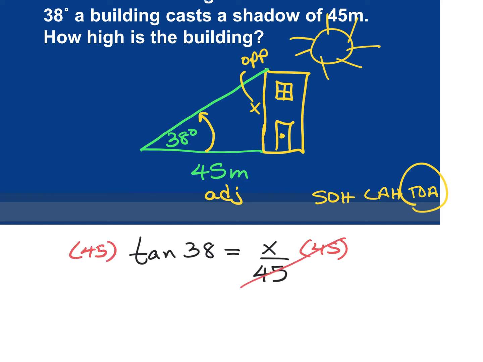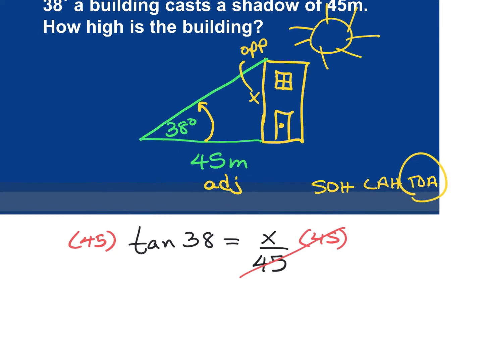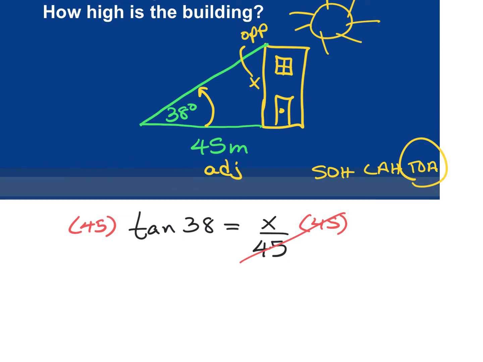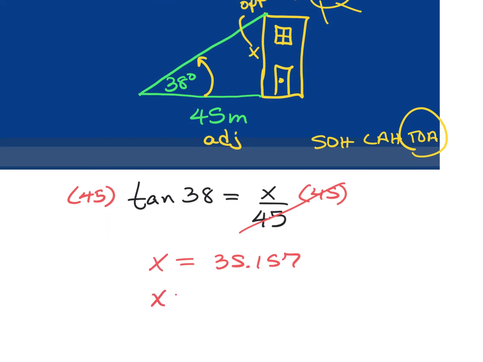It cancels from there. And then the tangent of 38 times 45 is going to give me 35.15. Let's see, X is equal to 35.157. It's going to keep on going. Rounded to the tenths place, 35.2 meters is the height of the building.